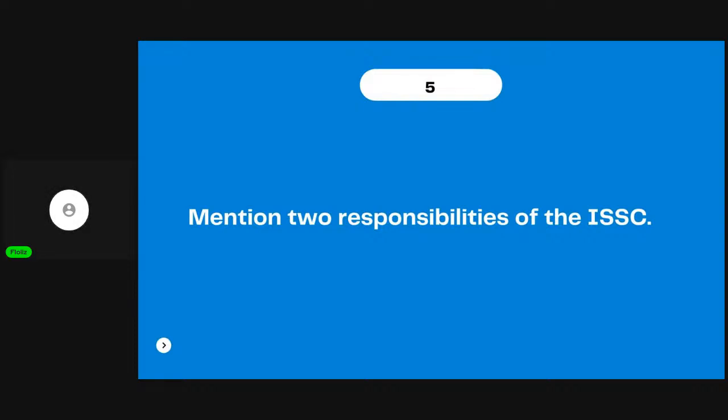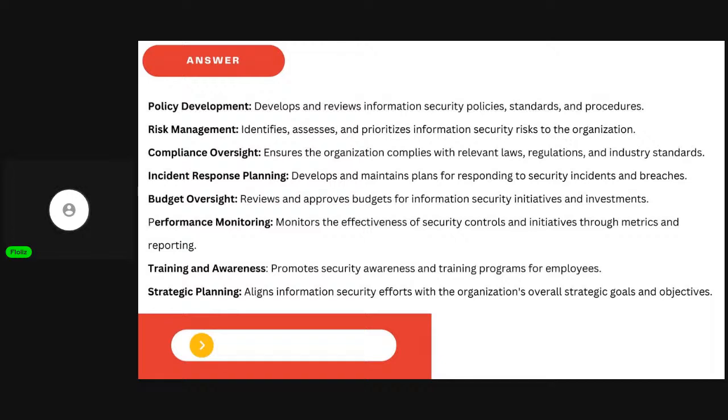So let's see the responsibilities. We have policy development: they will develop and review information security policies, standards and procedures. Risk management: they will identify, assess, and prioritize information security risks. Compliance oversight: they ensure the organization complies with relevant regulations and industry standards. Incident response planning: they will develop and maintain plans for responding to security incidents. Budget oversight: they will review and approve budget for information security initiatives and investments. Performance monitoring: they will also monitor the effectiveness of the security controls through metrics and reporting.